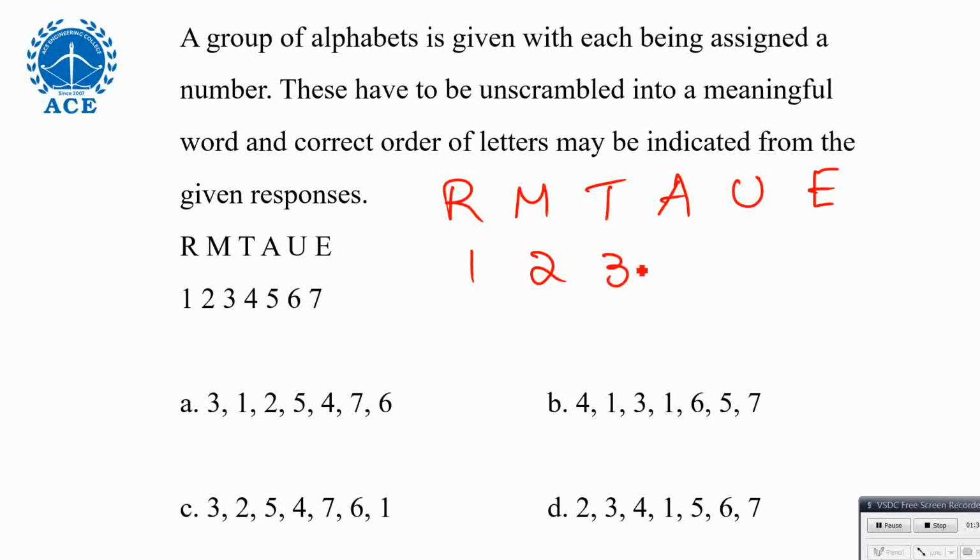So what I think is one more letter is missing. There are 6 only here, but I'm asking for 7 letters.